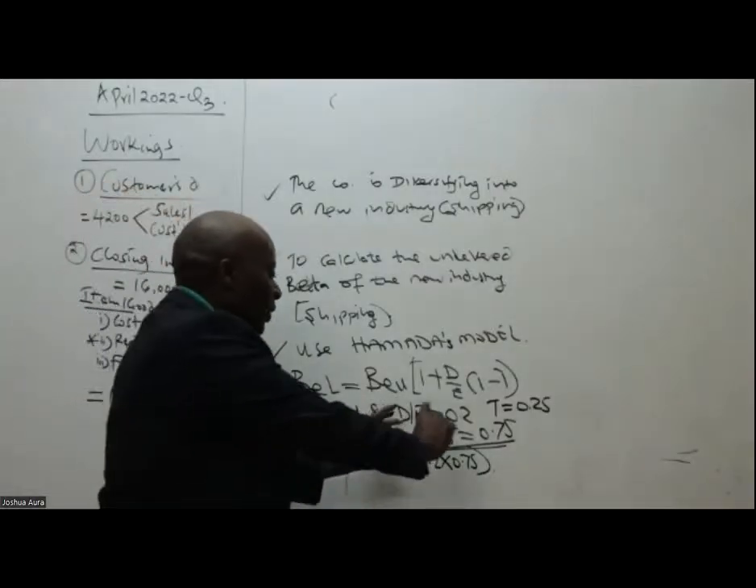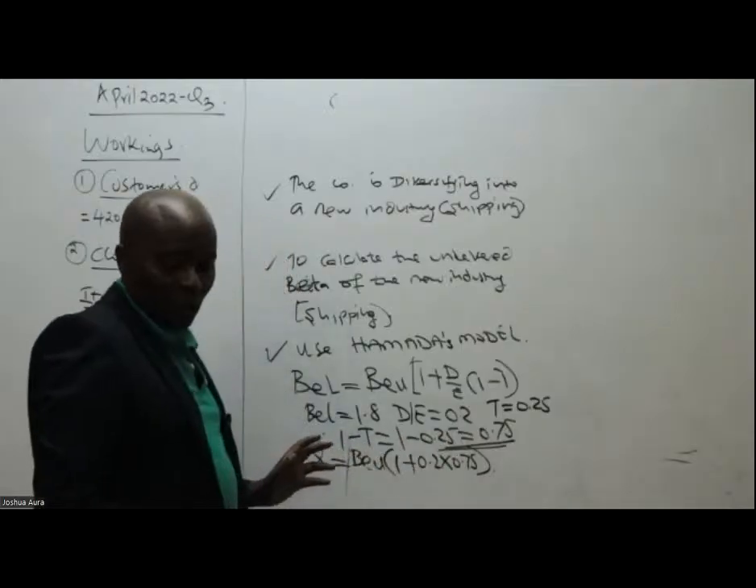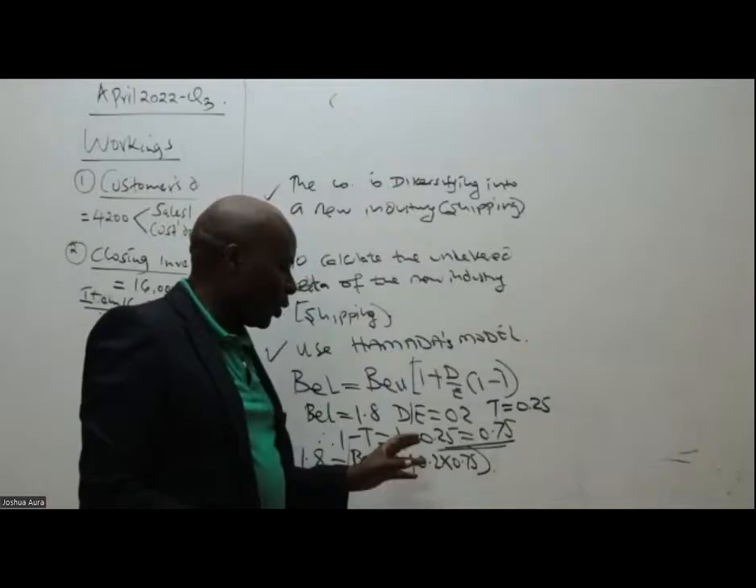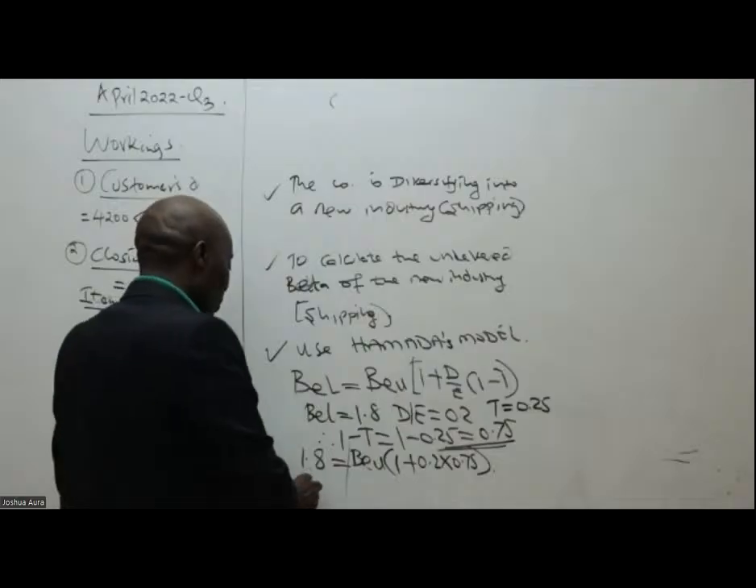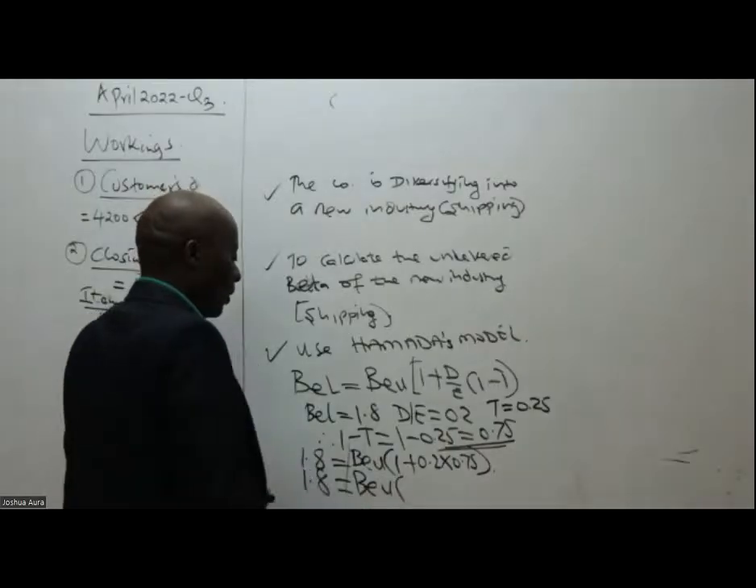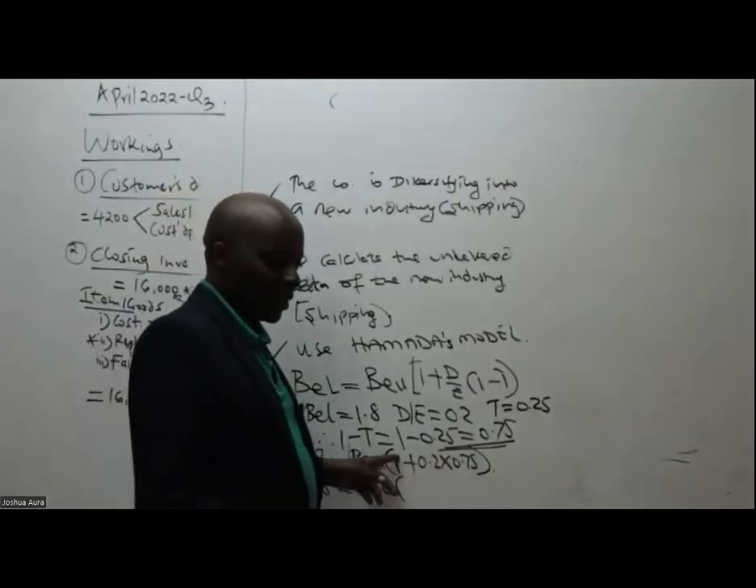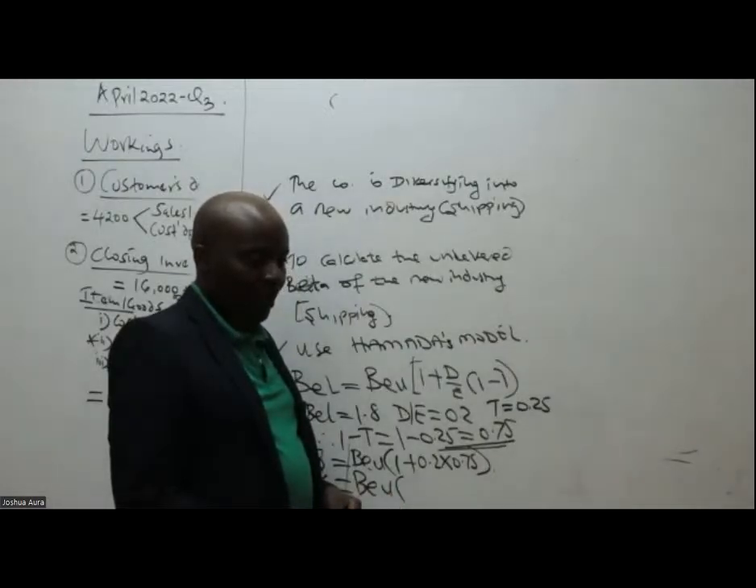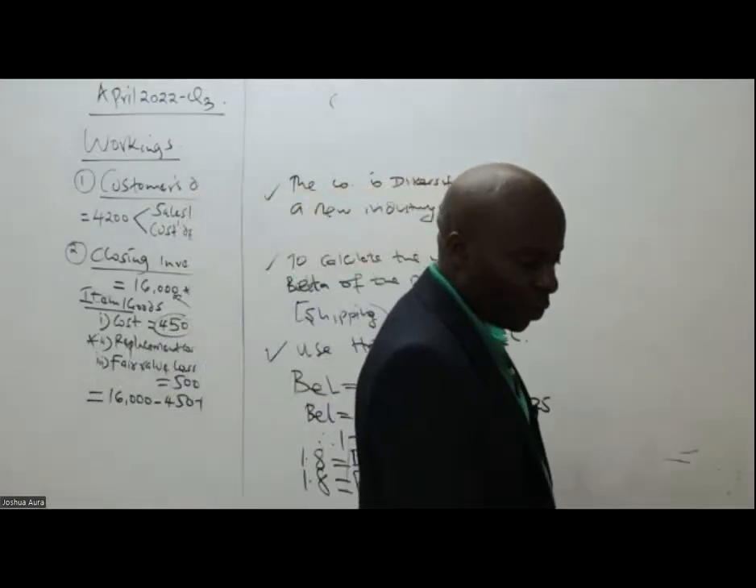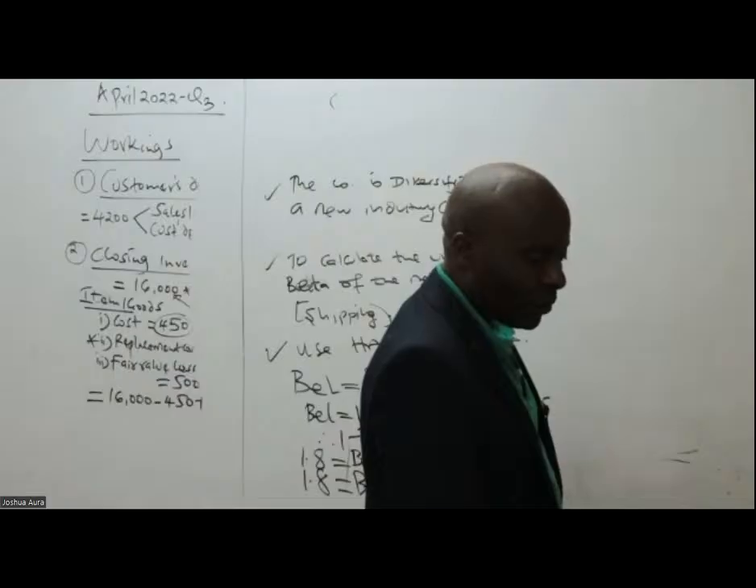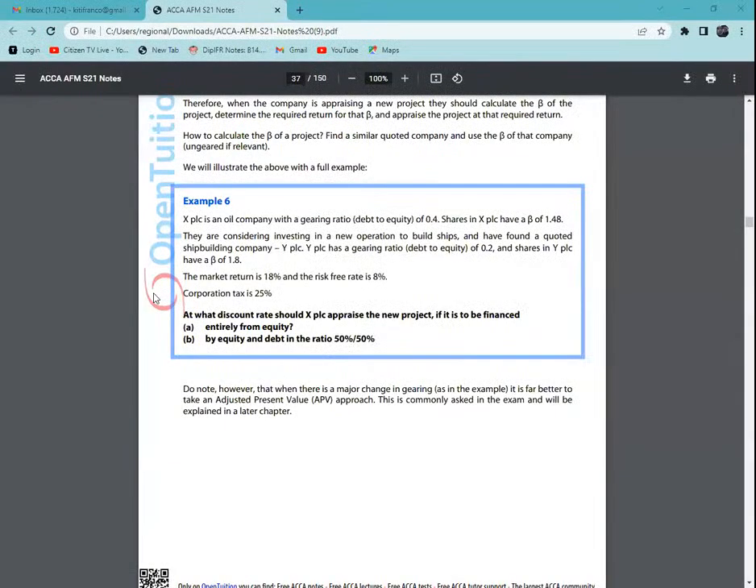So first of all, give me whatever is in brackets, BODMAS, 1 plus 0.2 times 0.75. So we have here 1.8 equals beta equity of unlevered firm into this plus this. First of all, we are answering this question before we go to April 2022, question number 1. I would want you guys to have a very strong grounding of this Hamada's model. I don't want us to take any chances. So this is a question that you are doing.